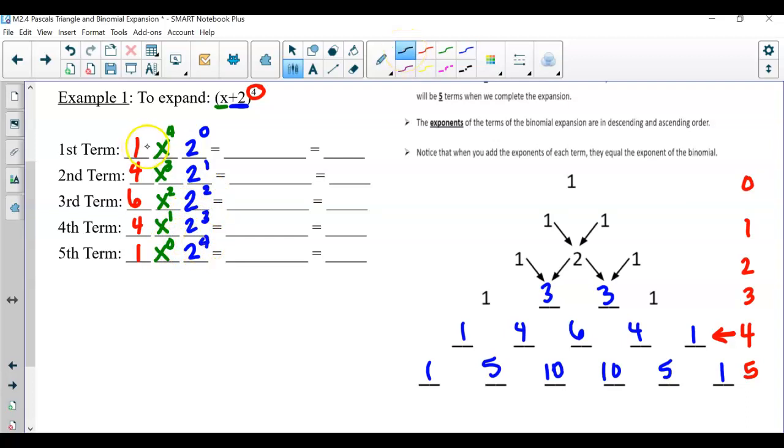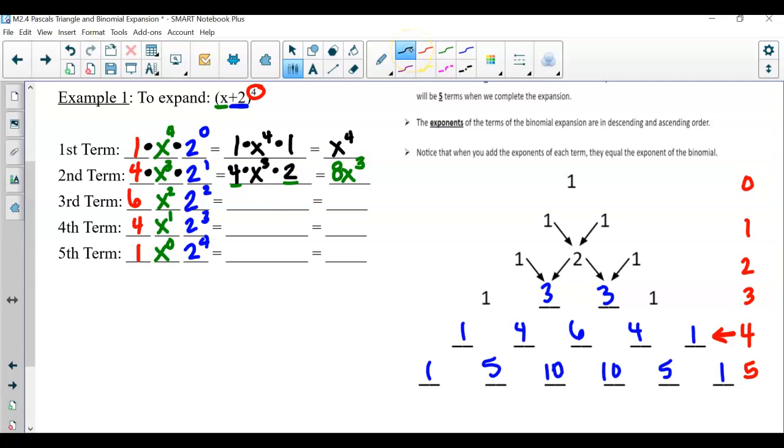So this is 1 times x to the fourth times 2 to the 0. So here that is 1 times x to the fourth times, well, 2 to the 0 power is 1. So that gives you just x to the fourth, because that's just being multiplied by 1. Then next, I've got 4 times x to the third times 2 to the first. So that's 4 times x to the third times, well, 2 to the first power is 2. So now notice we do have 4 times 2, which is 8, x to the third.